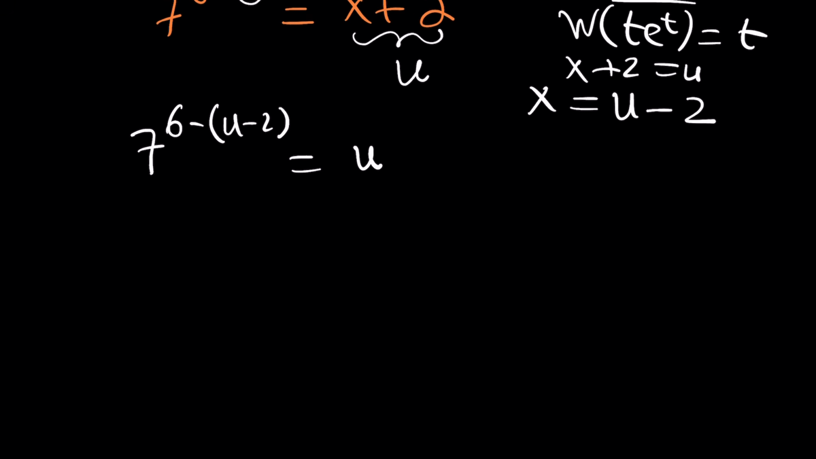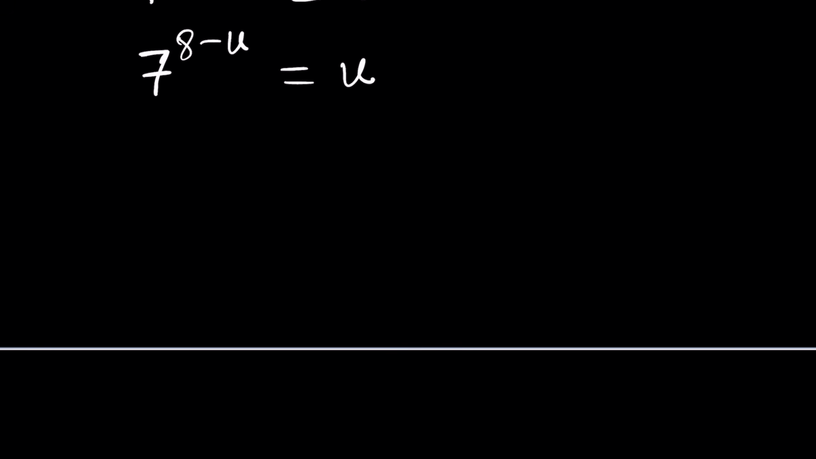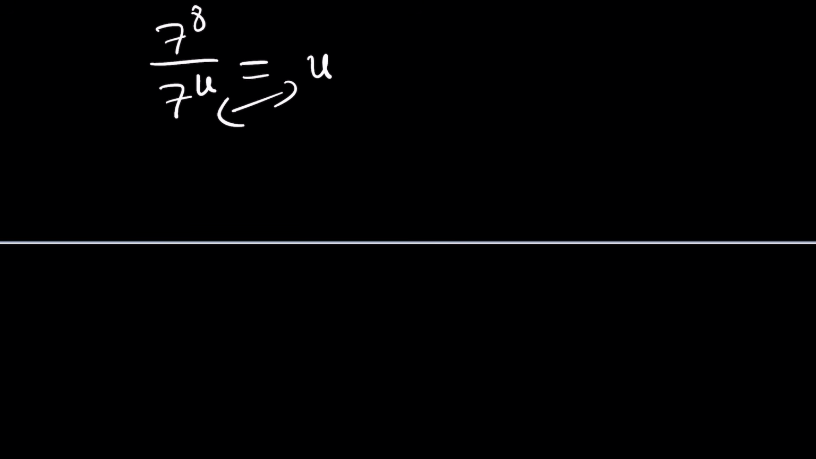Now, this is definitely better than the original one, but let's simplify this. 7 to the power 6 minus u plus 2, which is 8 minus u. And that is equal to u. Now, here's what we need to do. We're going to need to bring these together. But first, we need to separate this. You don't want something like 8 minus u. You want u with u, okay? Hopefully, you know what I'm talking about, right? So here's what we're going to do. We're going to go ahead and separate these two things like this, and then cross multiply. I think cross multiplication would be awesome here. When you do, you're going to get u times 7 to the power u, and that's going to equal 7 to the power 8.